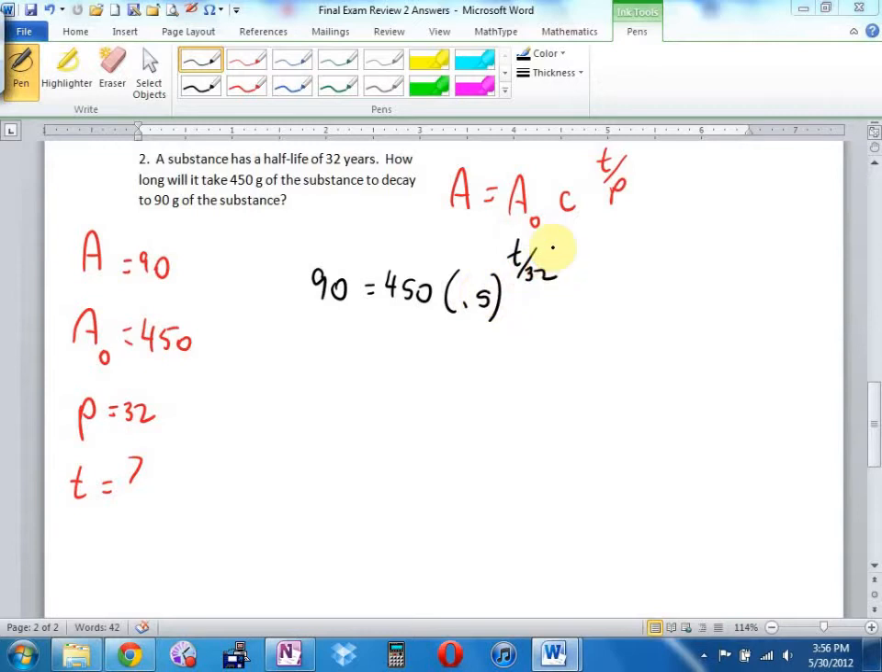Now what? What kind of an equation is this? It's an exponential. How do I know the variable is an exponent? I would like to get the exponent by itself, but I can't yet. I can't go 450 times 0.5. That would be violating BEDMAS. What I can do is divide both sides by 450.